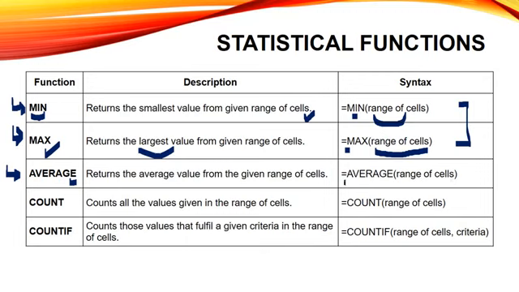We have to write equals to, then we write the complete term average, and this term average will be followed by the cell reference or the range of cells. Fine. Our next function is the count function.